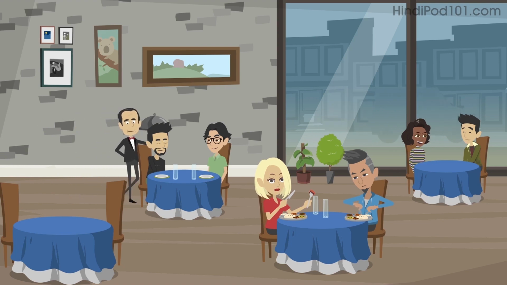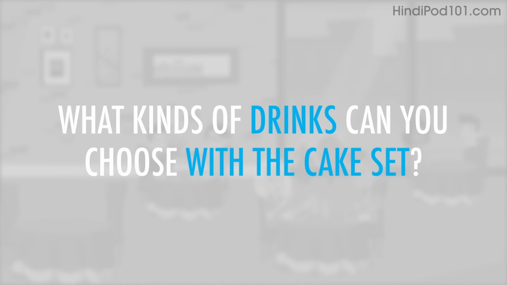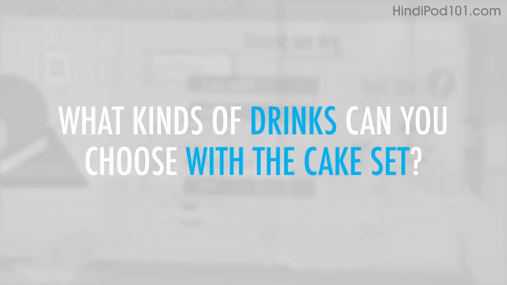You're finished with your meal and you're looking at the dessert menu. What kinds of drinks can you choose with the cake set?